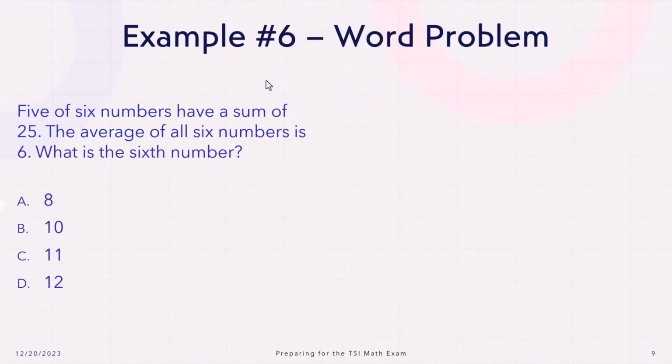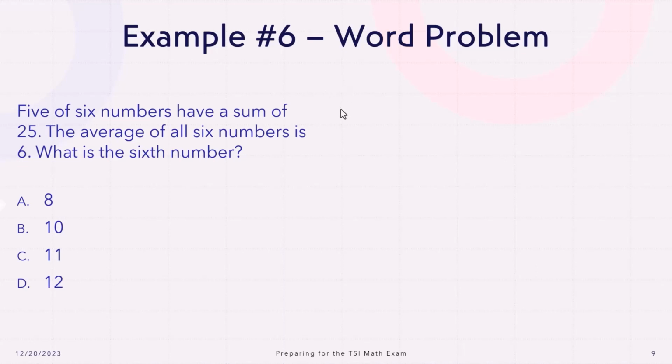In this next word problem, we investigate sums and averages of numbers. Word problems can be tricky, so you need to read the words carefully to properly interpret what needs to be done. In this case, it says 5 of 6 numbers have a sum of 25. The average of all 6 numbers is 6. So what is the 6th number?